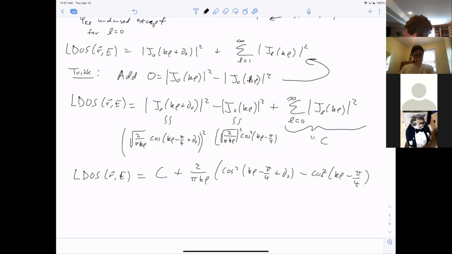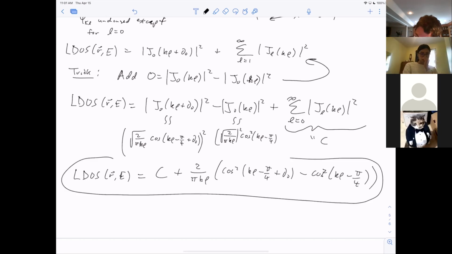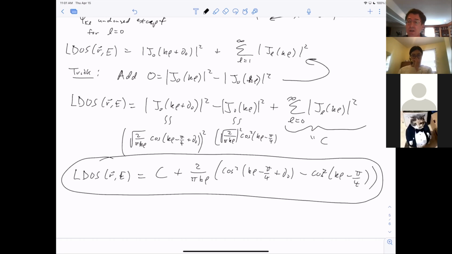So this is what theorists do. Theorists do this kind of stuff all day long. They dream up a physical situation and then make a prediction. So we've just made a prediction of what the local density of states should look like.